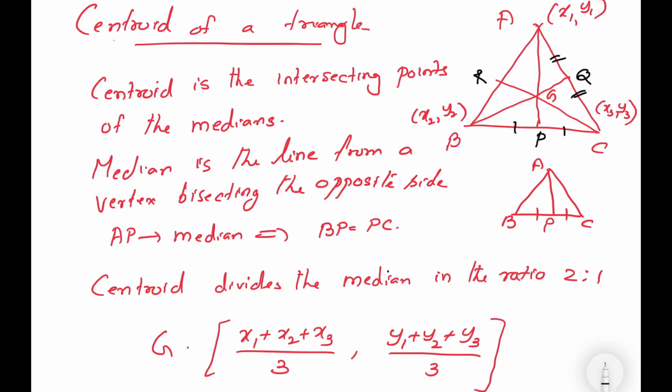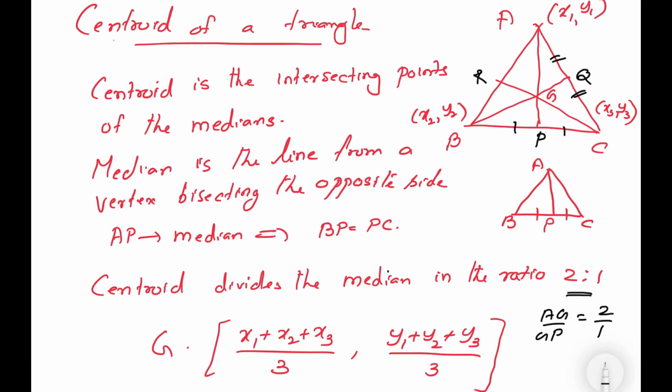The intersecting point of the medians is called a centroid, and the centroid divides the median in the ratio 2:1. So, AG divided by GP equals 2:1. The coordinate of the centroid will be x1 plus x2 plus x3 by 3 and y1 plus y2 plus y3 by 3.